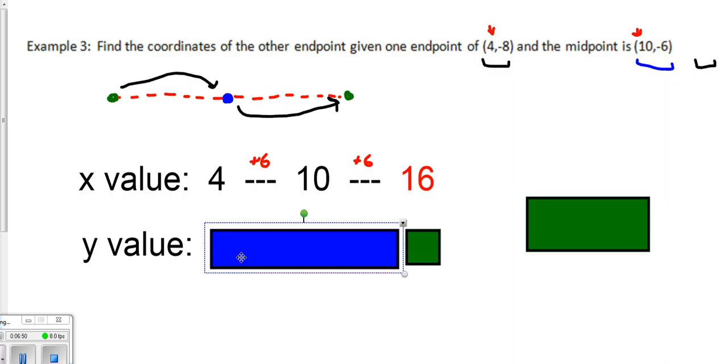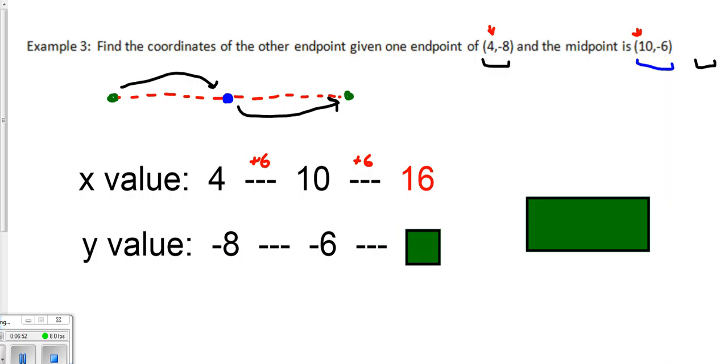Same thing for our y values, going from this negative 8 to this negative 6, right here and here. What are we doing? We're adding 2. From negative 8 to negative 6, you added 2. So to go to the next spot, we have to add 2 as well, meaning our y value should be negative 4.